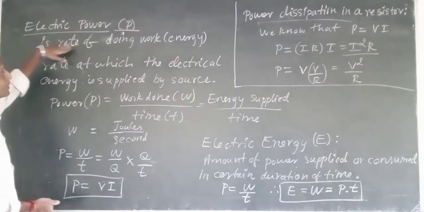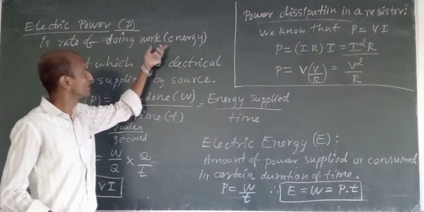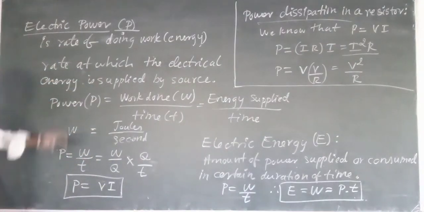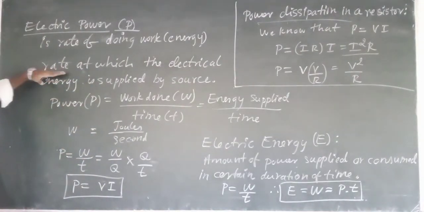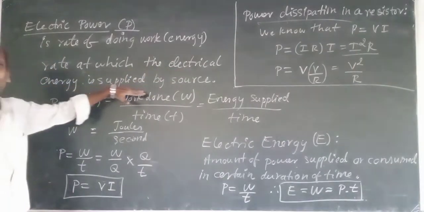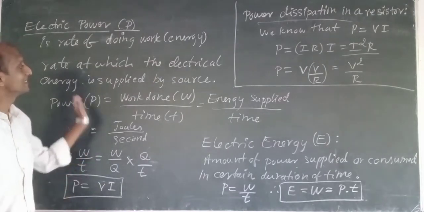So electric power is nothing but the rate of doing work. Work and energy are both equivalent, isn't it? So I can also define electric power as what? The rate at which the electrical energy is supplied to the source. Okay, so the rate at which the electrical energy is supplied to the source.